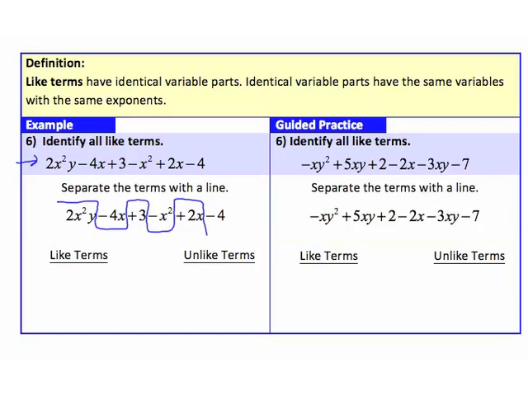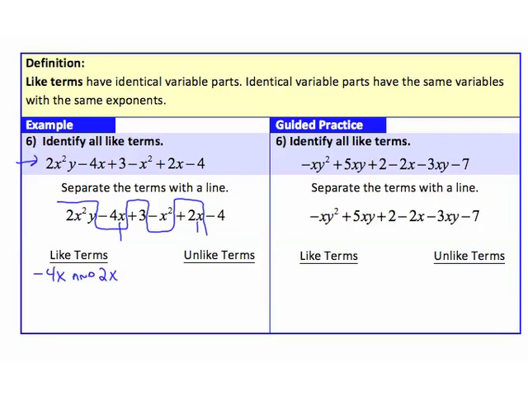Okay, I've got all the terms separated out now. Now I'm looking for like terms. In order for terms to be like terms, they have to have exactly the same variable parts. Well, the first pair of like terms that I see here are these x terms. They both have exactly the same variables, and those variables are to exactly the same exponents. So I have negative 4x and 2x. That's a pair of like terms.